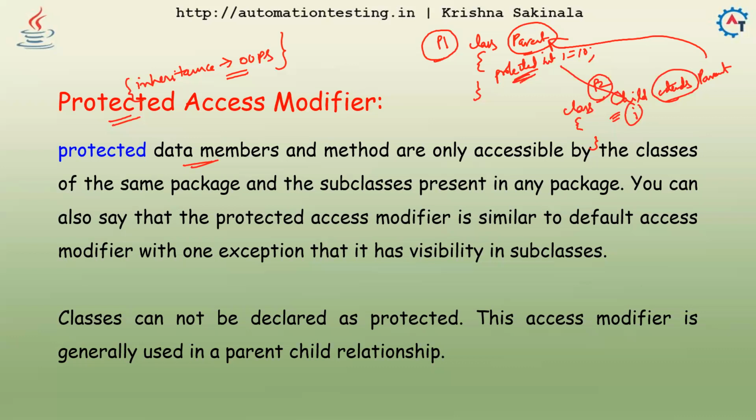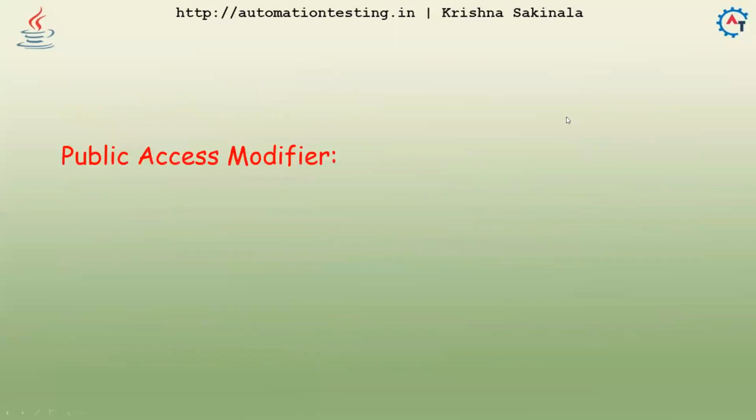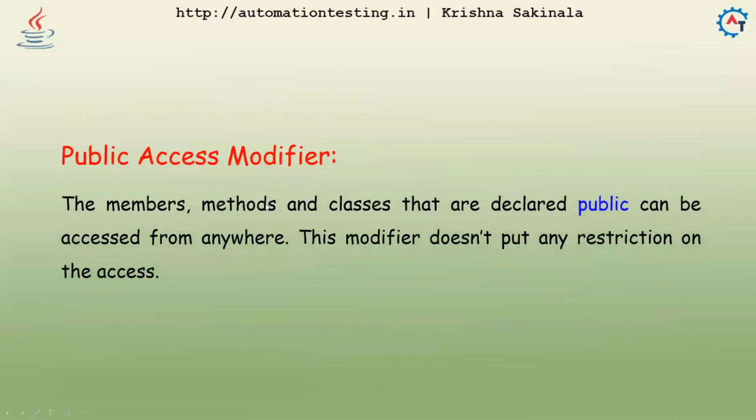And then the next one is public. The members, methods and classes that are declared public can be accessed from anywhere. This modifier does not put any restriction on the class. Public means full visibility. If you have 1,000 packages and 10,000 classes, and it is declared in one class in one package, from the other packages and classes you can access this information. There is no restriction. So that is called public.